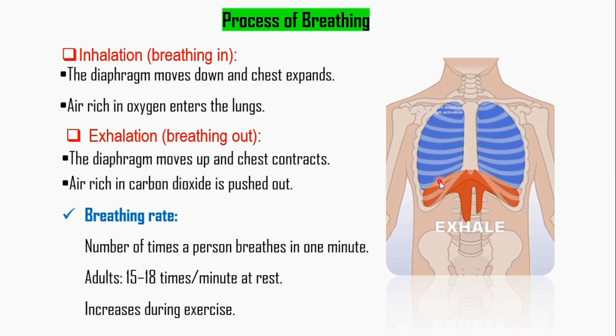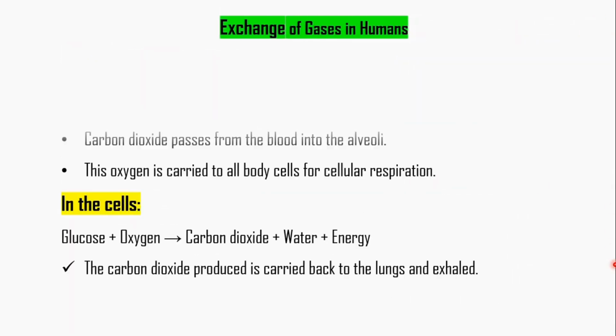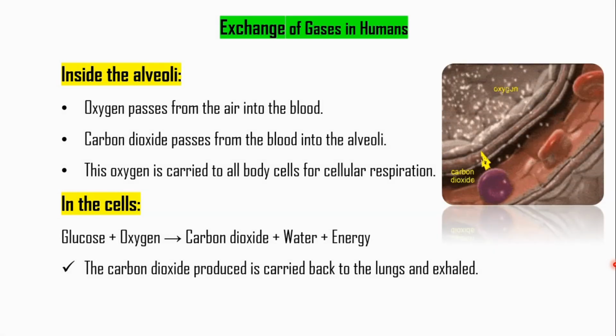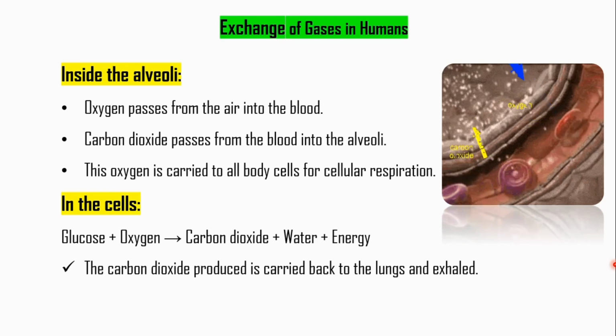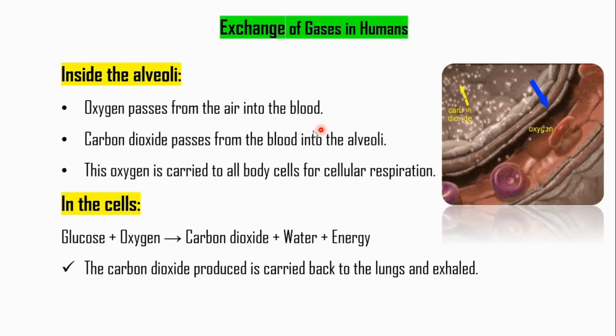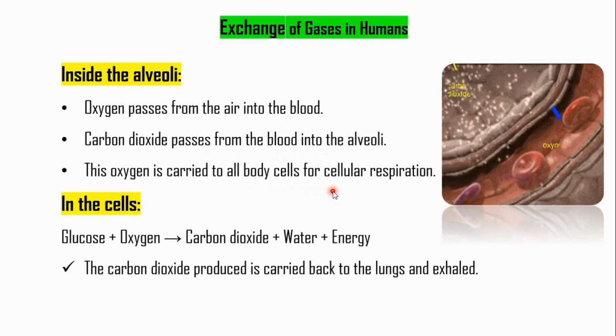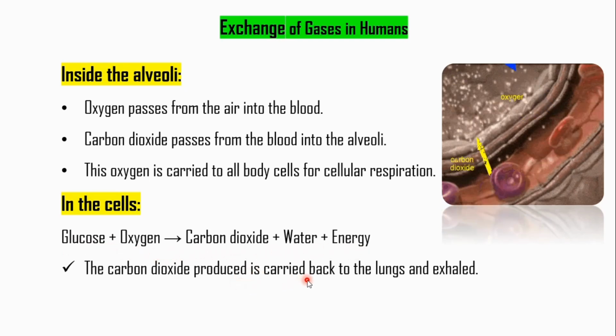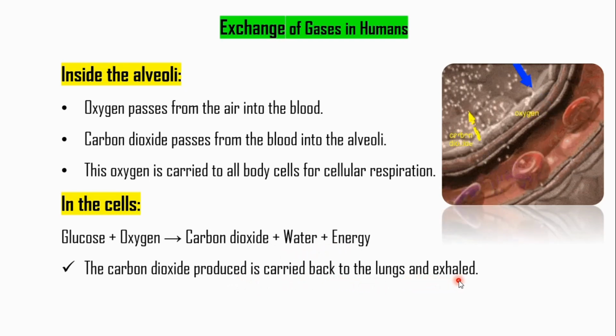Now let's understand how the exchange of gases takes place in our body. Inside our lungs, there are millions of tiny balloon-like air sacs called alveoli. These alveoli are surrounded by very thin blood vessels called capillaries. So oxygen from the air moves into the blood and carbon dioxide from the blood moves into the alveoli. The blood carries oxygen to all the body cells for cellular respiration. In the cells, the glucose reacts with oxygen to release energy, carbon dioxide and water. The carbon dioxide is then carried back to the lungs and then breathed out.